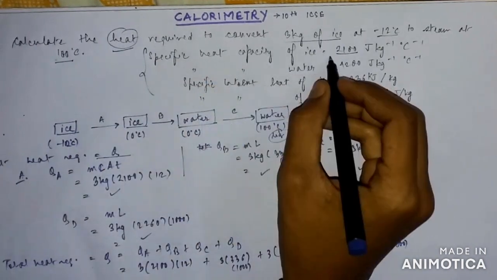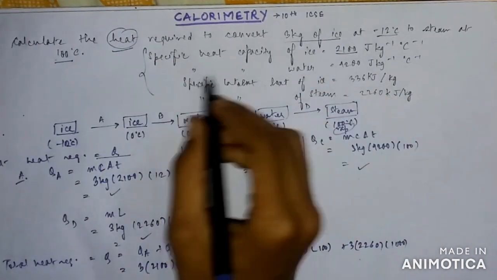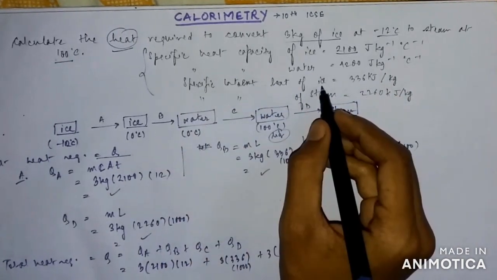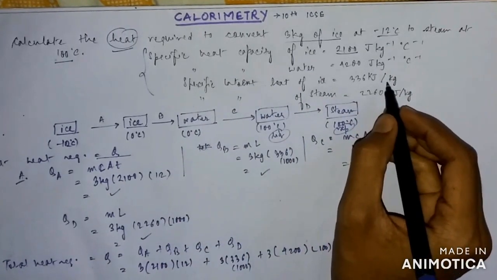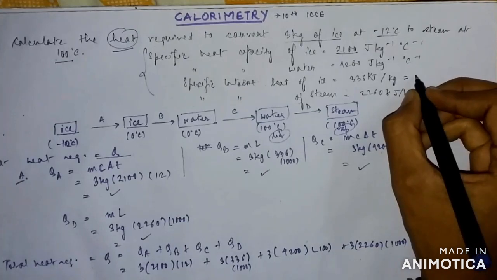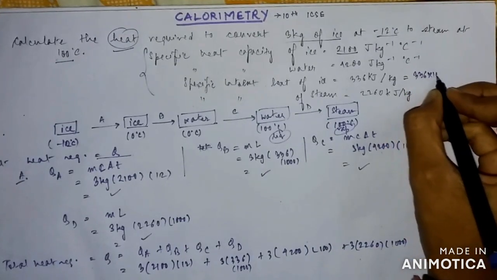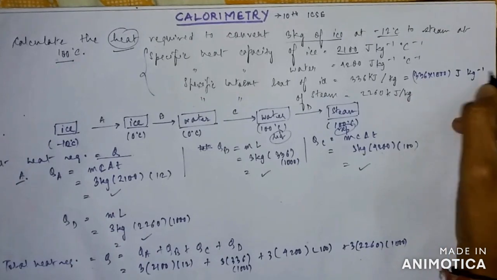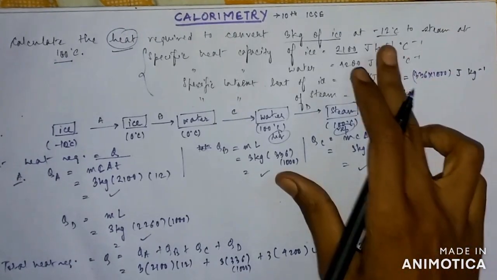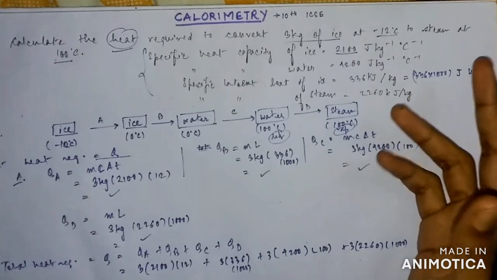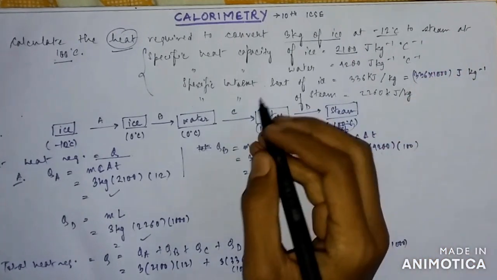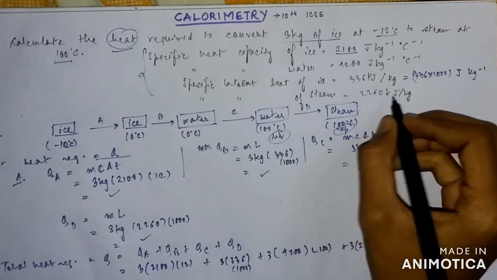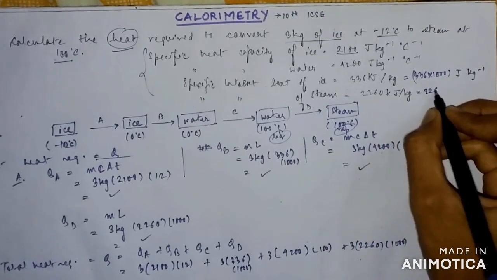Given: specific heat capacity of ice is 2100, specific heat capacity of water is 4200, specific latent heat of ice is 336 kilojoule per kg. That means this is actually 336 into 1000 joule per kg, right? We're converting it to joule per kg as we see that all these are in joule per kg only. And specific latent heat of steam is 2260, which we can also convert.